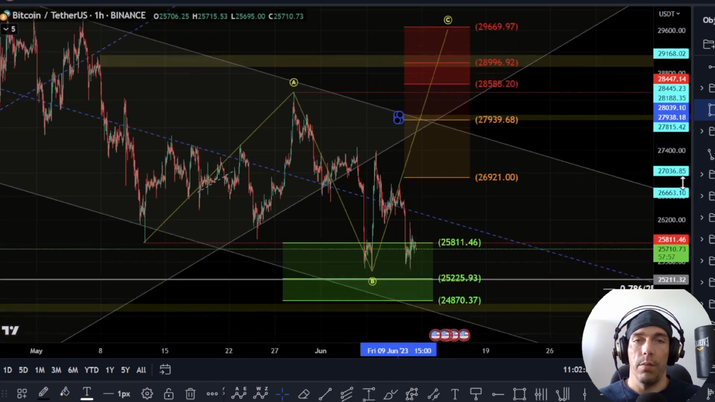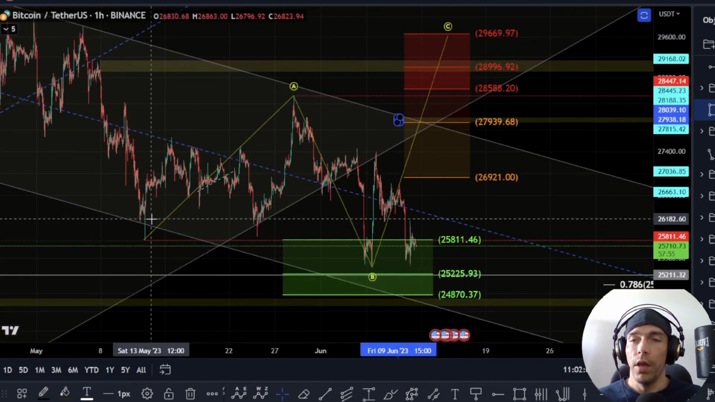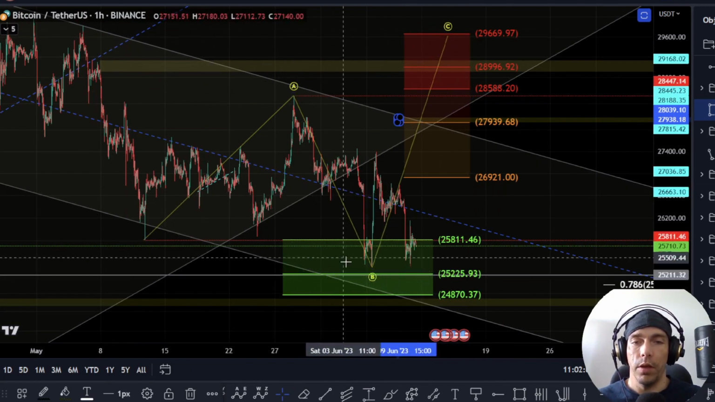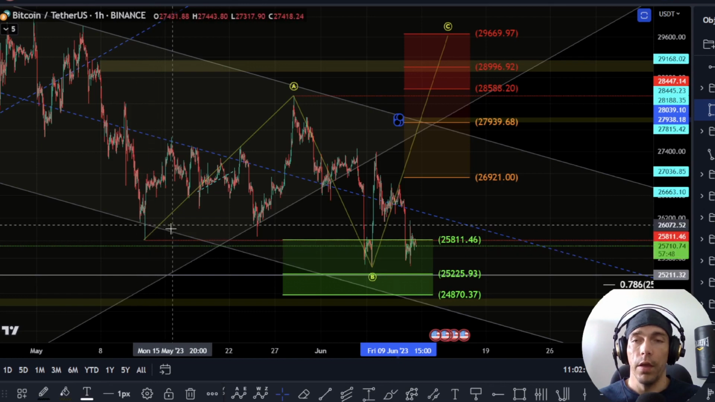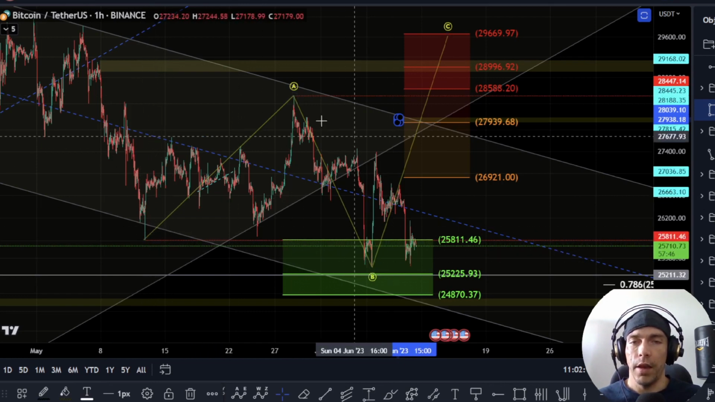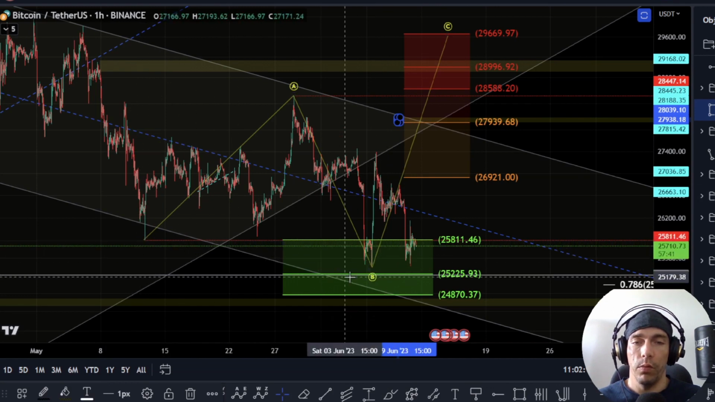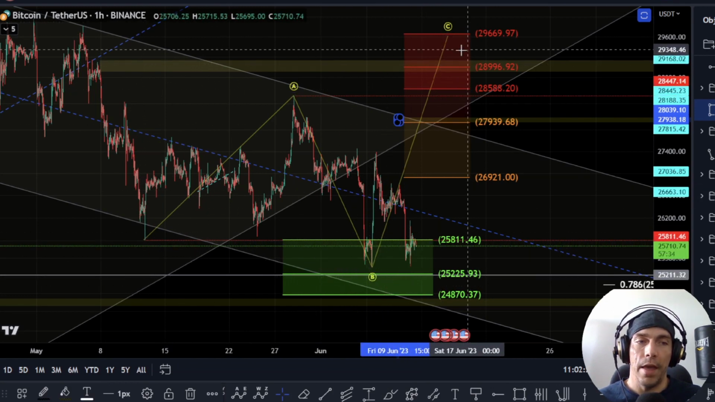Actually, instead of being an ABC as a flat, we could have a WXY. Now the reason I'm looking at this as a flat correction is because typically speaking, WXYs won't take the origin of the W wave. So it can happen, but most of the time we don't. Normally when we get a break of this origin move, it turns out to be a flat correction.